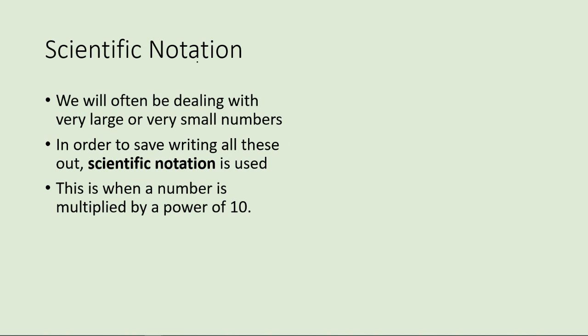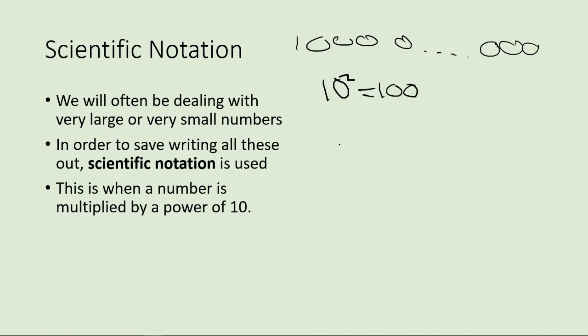So instead of writing out 1 followed by loads of zeros, we use what we call scientific notation. And that's just when we multiply a number by a power of 10. So when we talk about power of 10, what we mean is like 10 to the power of 2, that's just 10 squared, is 100. 10 to the power of 3 is 1,000. So instead of writing out 1,000, we can just write out 10 to the power of 3.